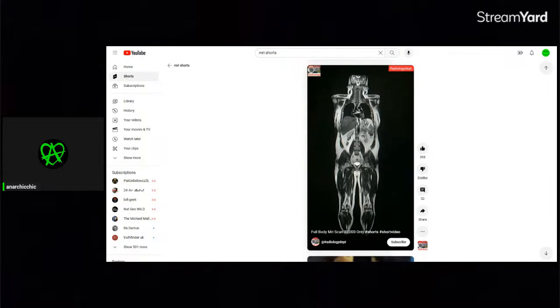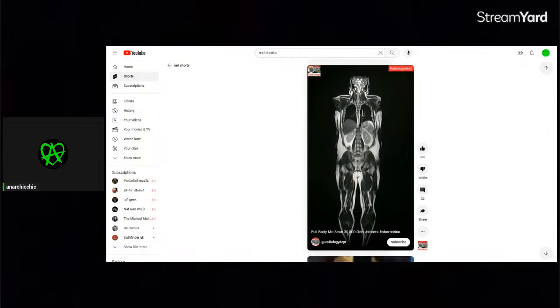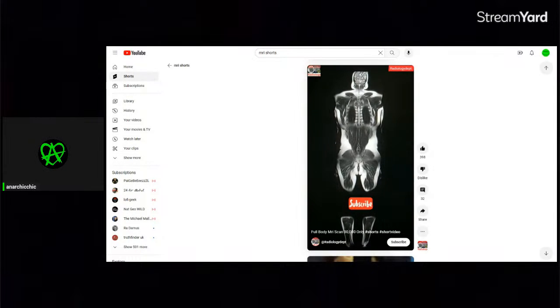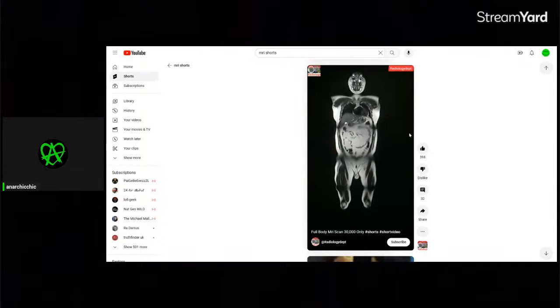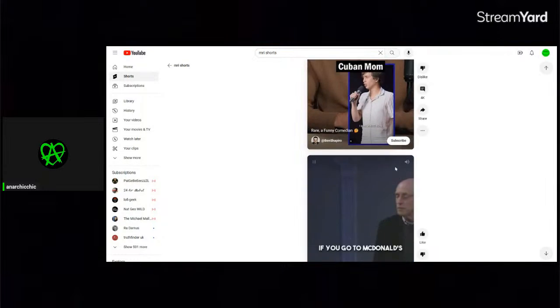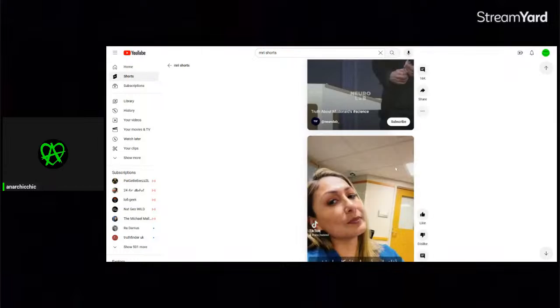He looks like a small pig or something. Looks so weird. Okay, being mature, that is the full body MRI scan in real life. I look white, dude.